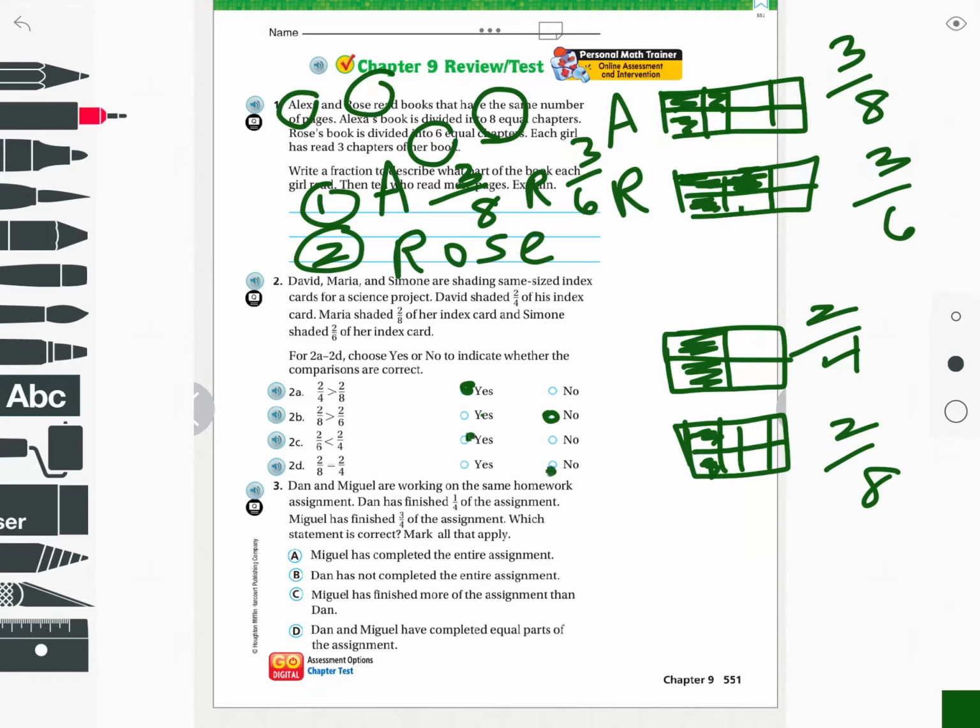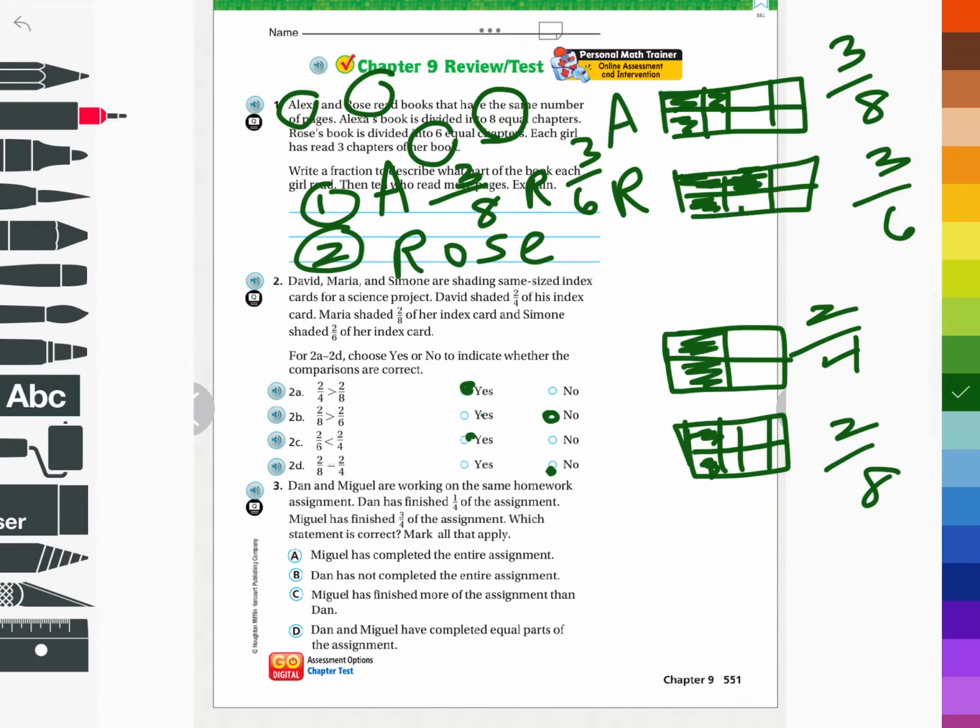Okay. Number 3, Dan and Miguel are working on the same homework assignment. Dan has finished 1/4 of the assignment. Miguel has finished 3/4 of the assignment. Which statement is correct? Mark all that apply. Well, first of all, I'm going to draw. I'm actually going to change colors so it's easier to see. Let me first erase this line here.